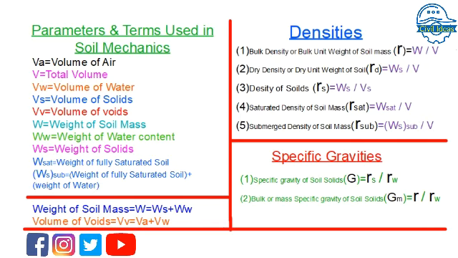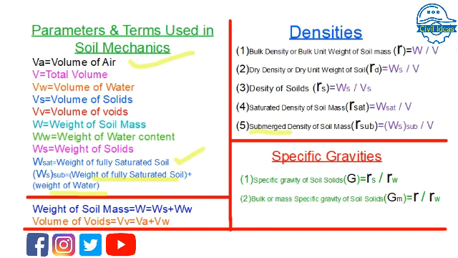And the second one is again the general parameters. I have added some extra here. So this is the weight of fully saturated soil, Wsat, the weight of soil when all the voids of the soil are filled with water. So this is called fully saturated soil. And the submerged weight of soil, here I will write, submerged density: the submerged weight of soil solids, so the weight of fully saturated soil plus the weight of water. So this is the submerged weight, and now we'll discuss it here.